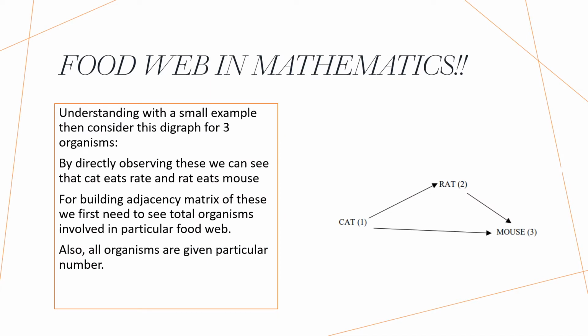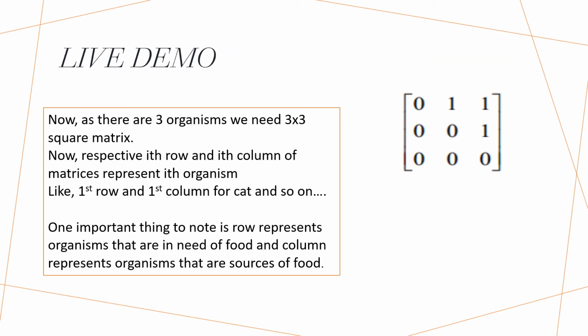Let's have a look at a small ecosystem consisting of 3 animals and try to construct the adjacency matrix for it. Here we have a cat, a rat, and a mouse, such that the cat depends on the rat and the mouse, and the rat depends on the mouse. Now we will construct the adjacency matrix. For this, we will represent the rows as the animals and the columns as their sources, meaning I is the organism and J is the source of the ith organism.